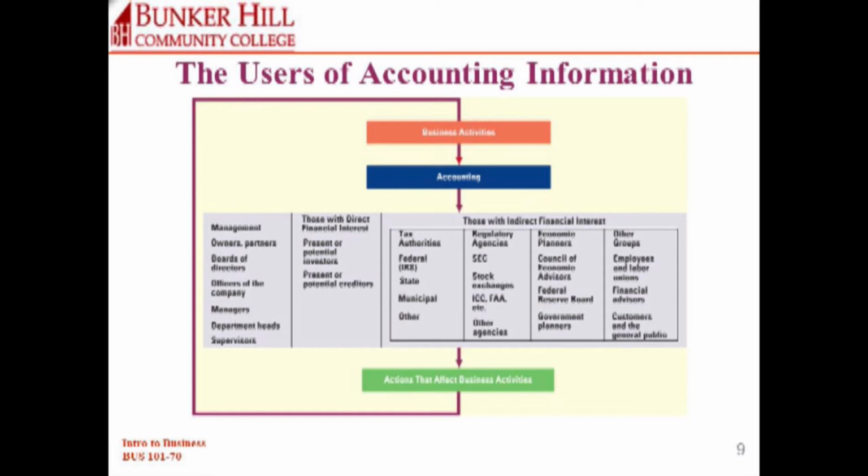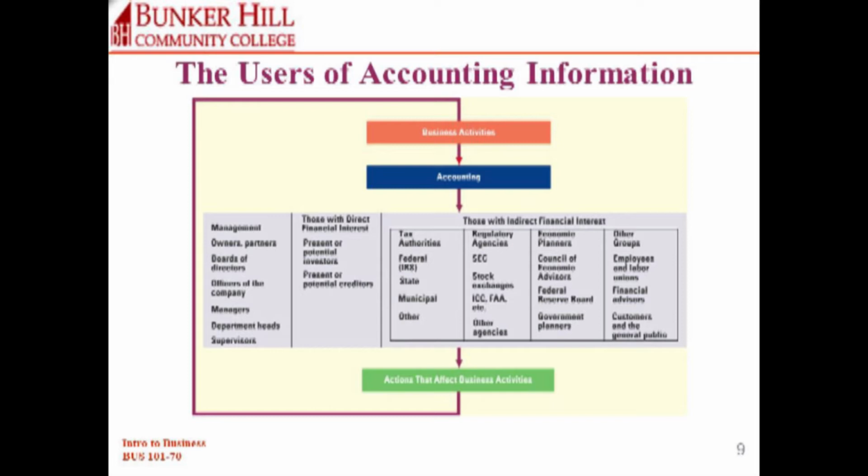Present or potential creditors, the banks and the people that may be looking to loan you money, they want to see your accounting information. People with indirect financial interest, these are the IRS and the DOR. At the federal level, it's the IRS. At the state, it's the DOR, the Department of Revenue. You could have a municipal organization that also has taxes that you have to be able to file information with.